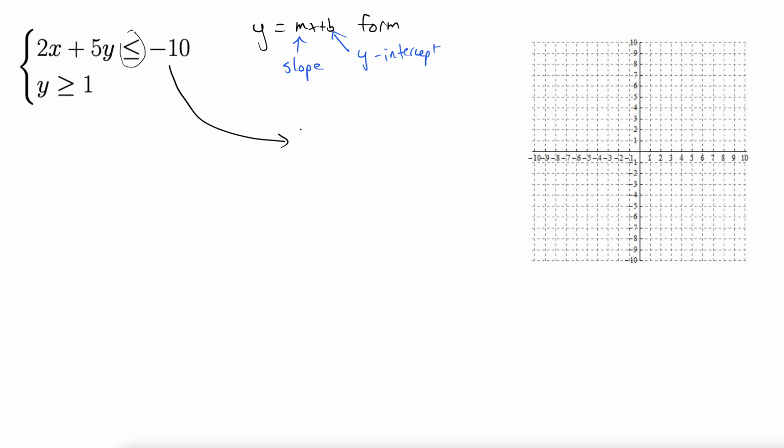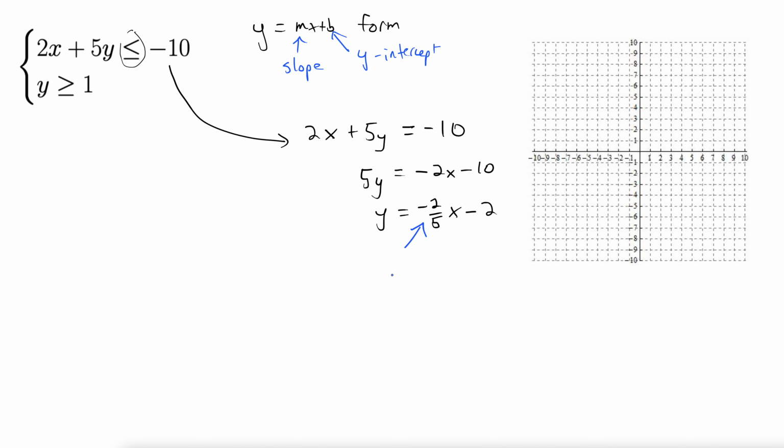We're solving for y, so I'm going to just write it as an equal sign here, so I'm not confused by the inequality. So I'm going to say equals negative 10. Okay, and then we solve for y. That'll get it into y equals mx plus b form. So we have 5y. I'm subtracting 2x from both sides, so equals negative 2x minus 10. And then we divide both sides by 5. We get y equals negative 2/5 x minus 2.